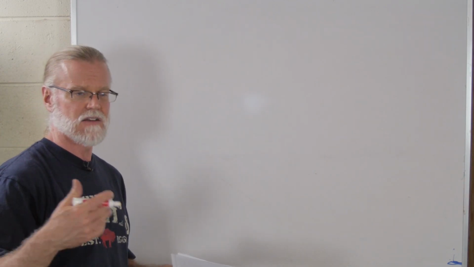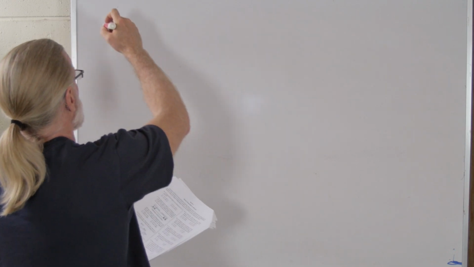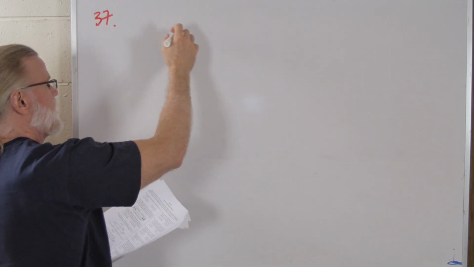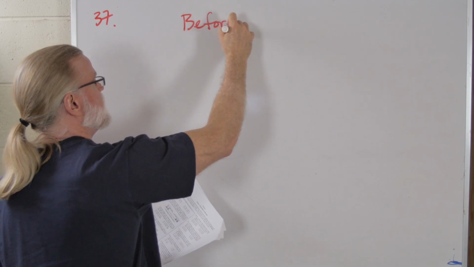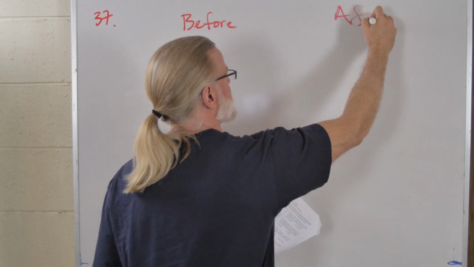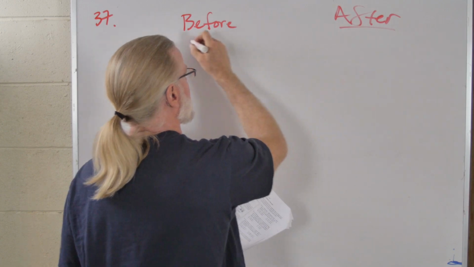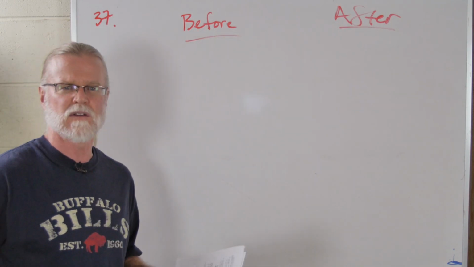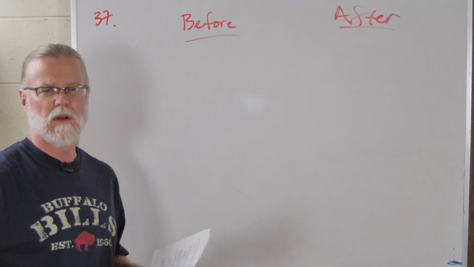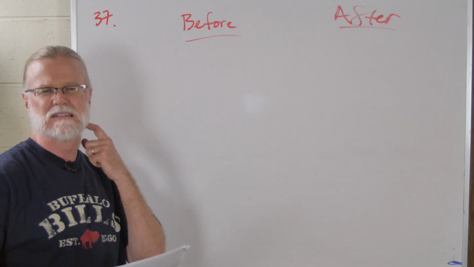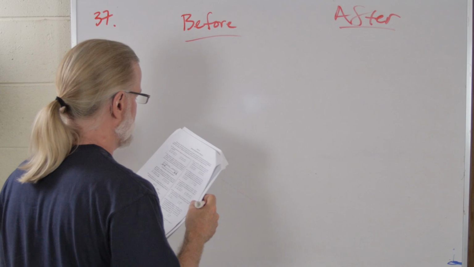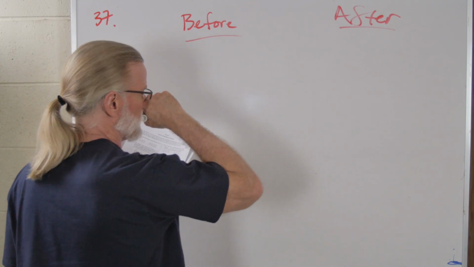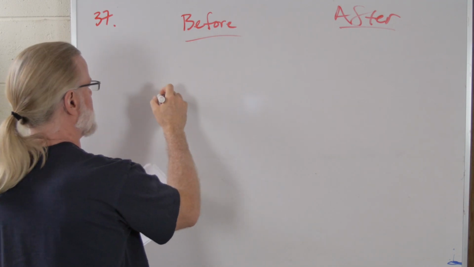Number 37, conservation of momentum. Let's draw a picture. The things that are conserved in nature are energy, momentum, charge, and that's about it. Those are the big ones that we're covering. All right, always draw a picture.